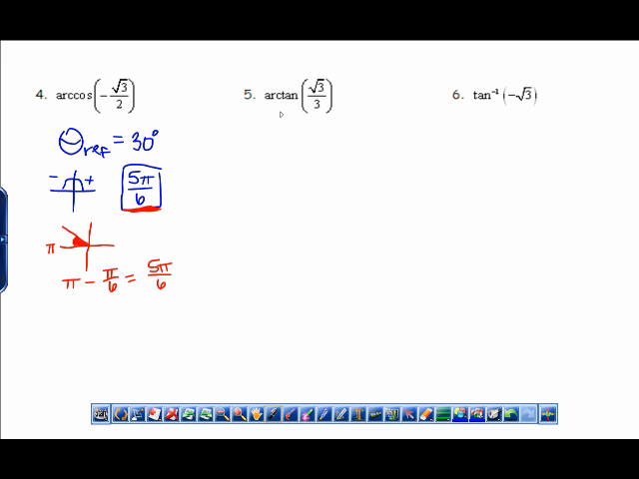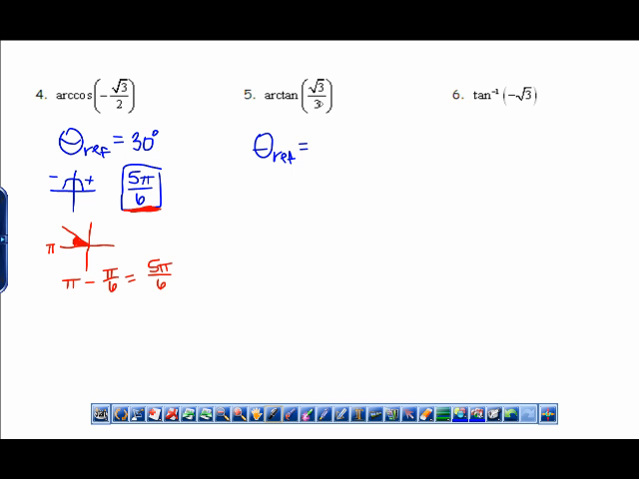Okay, let's look at a tan problem. So on number 5, we've got arctan of square root of 3 over 3. So you know that's either going to be 30 or 60. If you do not remember what it is, okay, you're going to have to look at a 30, 60, 90 triangle and decide.